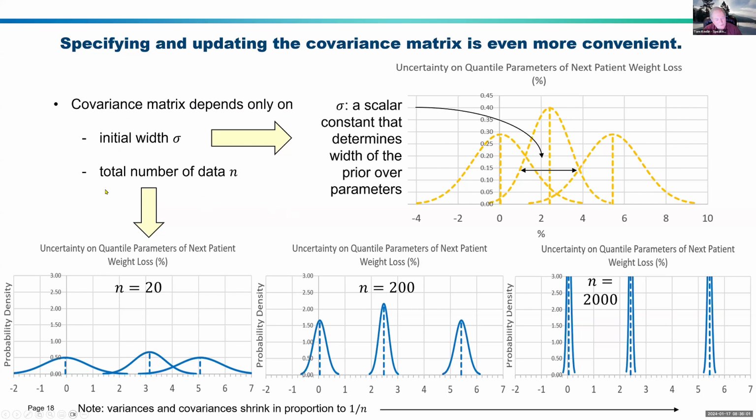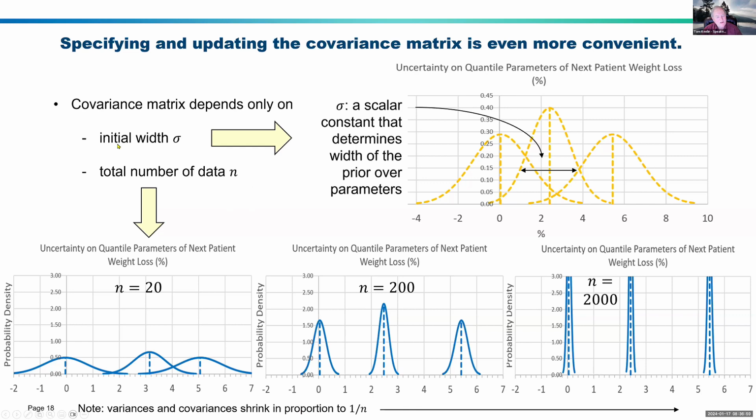So let's just talk about how it depends on this total number n first. Well, the total number n basically specifies the width of your distribution over parameters. If you only have 20 data, then naturally this distribution over parameters is very, very wide. If you had 200 data, it gets narrower. If you had 2,000 data, by then you've got a very good fix on what is likely to be the median within a very narrow range of the entire population, as well as the 10 and 90% quantiles. In fact, with this method, the variances and covariance, the whole covariance matrix, shrinks in proportion to 1 over n, which is not only intuitive, but it actually goes down at the same rate as the variance of the average in the central limit theorem.